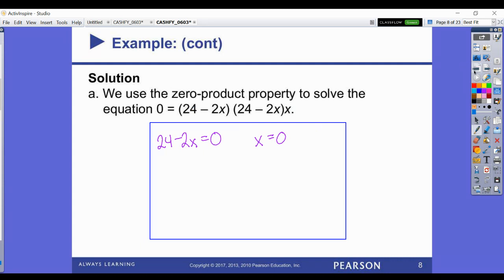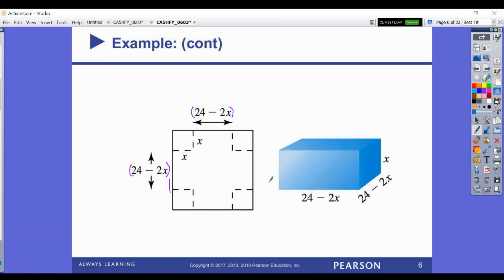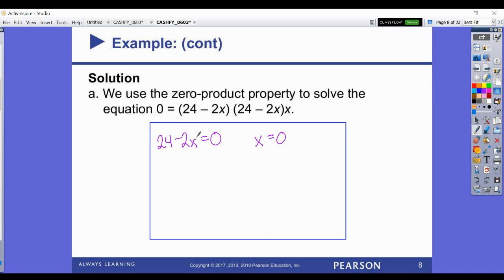If I cut off 0 on the edges, well, I'm not actually going to have a box, but I will have a volume of 0. What else would give me a volume of 0 would be the solution to this problem.